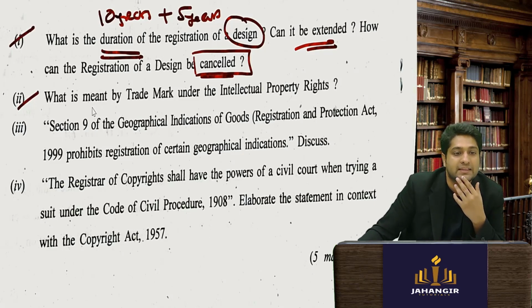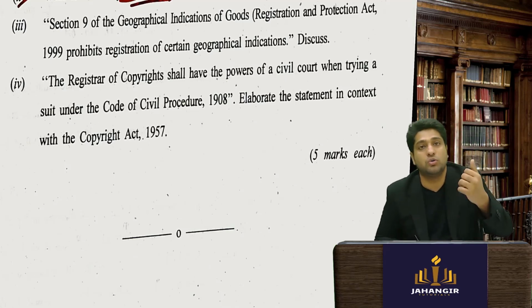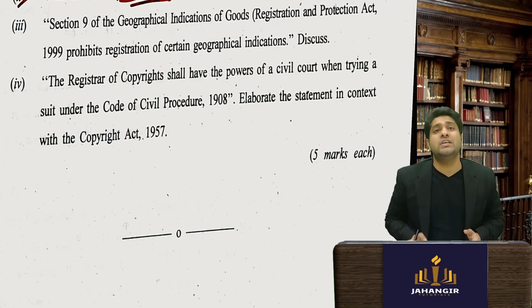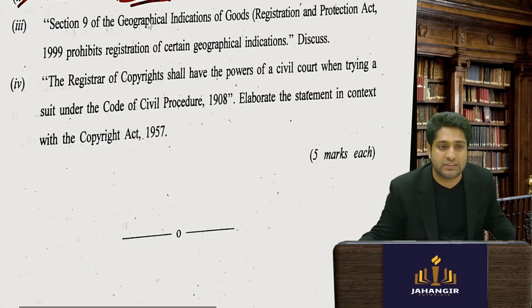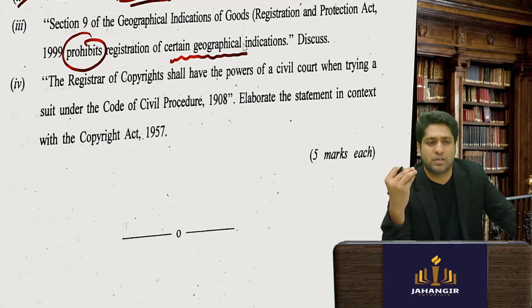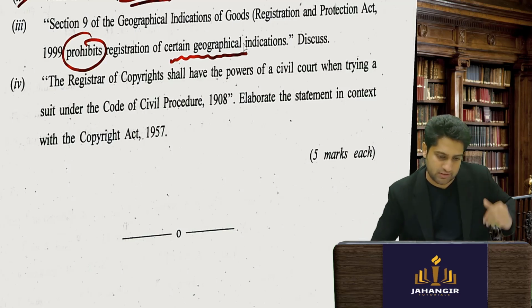Okay. Then come next, what is meant by trademark? So very simple, a trademark is a mark on goods or services to distinguish the goods of one dealer from the other. Section 9 of the GI Act prohibits registration of certain geographical indications. Very simple: against public policy, priorly published, under the Emblems Act. So all those things you can write.